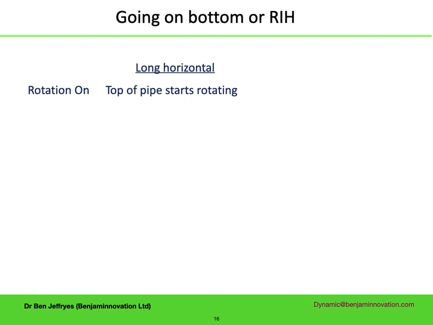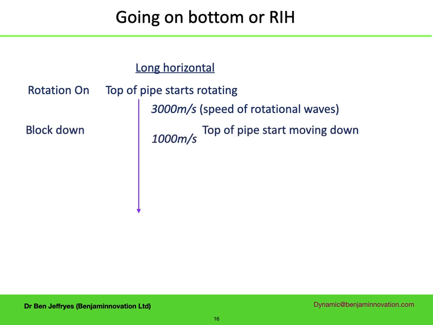But what about in a long horizontal, especially when everyone is in a hurry? Like you might well be if you have thousands of meters of pipe to rotate into hole. Just as before, rotation on, and the pipe starts rotating. The rotational wave is moving down at 3,000 meters per second. Then the block starts going down, and the rotational wave has reached the horizontal section, but it's still got a long way to go, and the point of first motion is moving slowly.